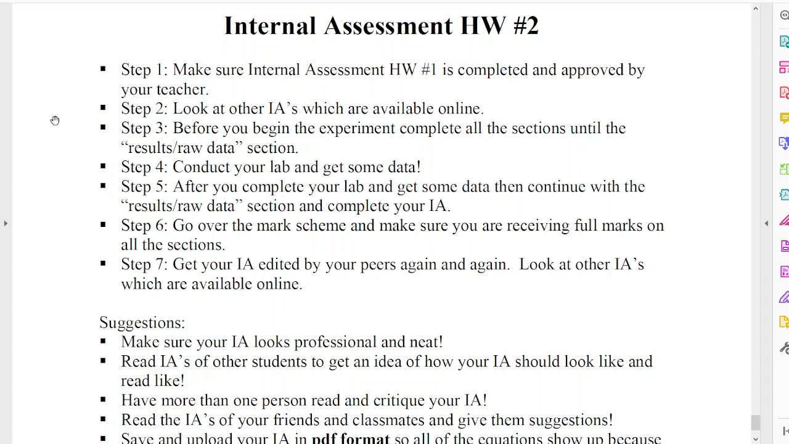Step 6, go over the mark scheme and make sure you are receiving full marks on all the sections. Step 7, get your IA edited by your peers, classmates again and again. Look at other IAs which are available online.